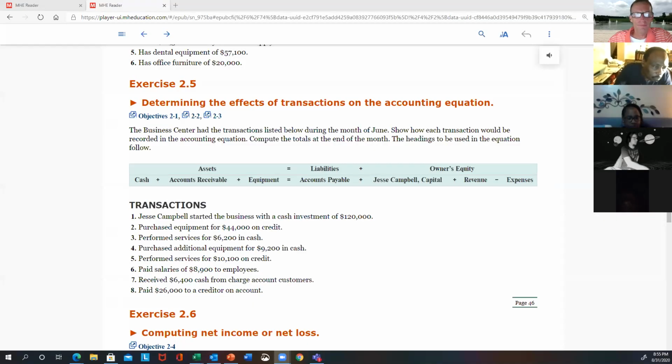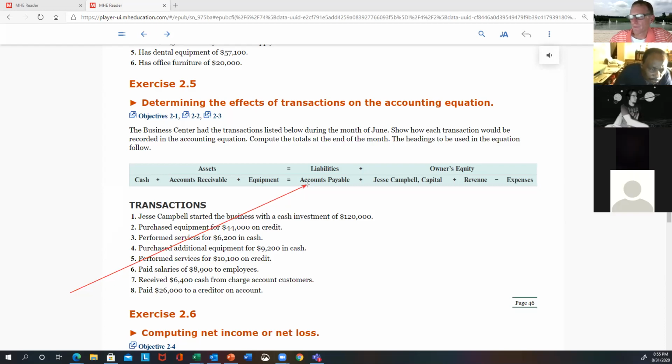Last one on this problem is, notice it says paid $26,000 to a creditor on account. So if you paid $26,000, what's happening to cash? Decrease. And we're paying our bill, we're paying our debt, right? You're paying your accounts payable. So would accounts payable be increasing or decreasing? Not increasing. You're paying it, which means you're reducing it. Anytime you're paying your bill, you're paying your debt, you're going to decrease it.